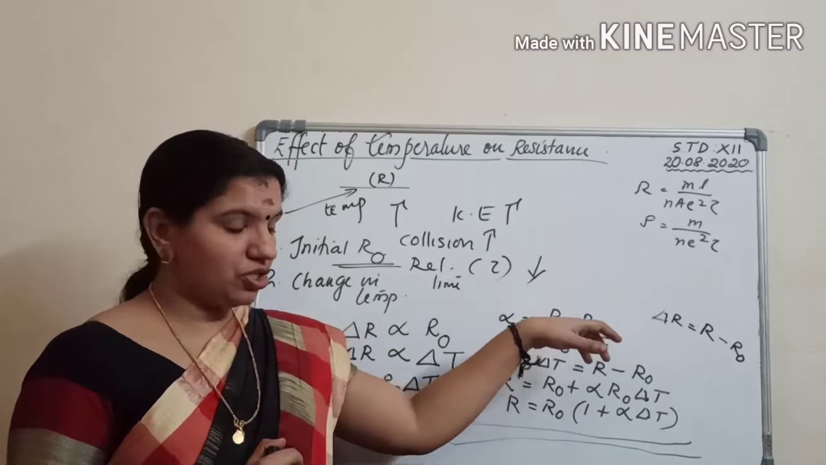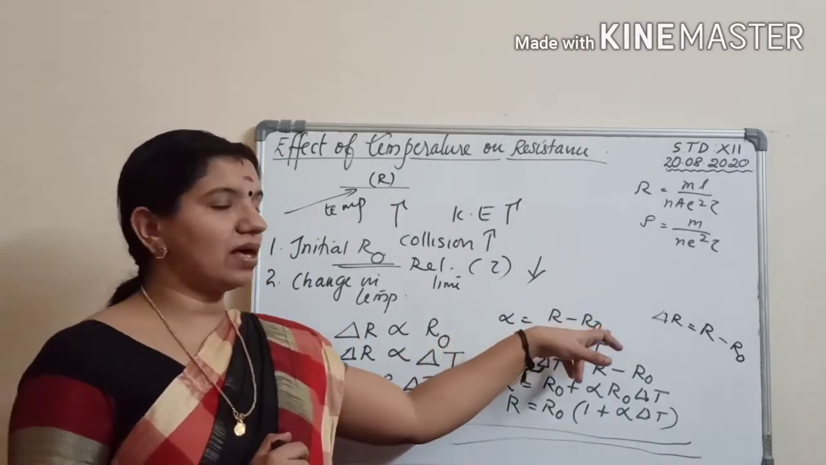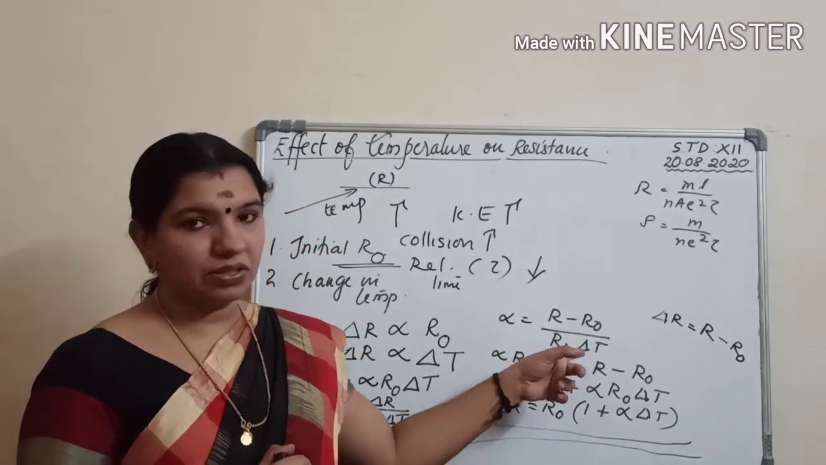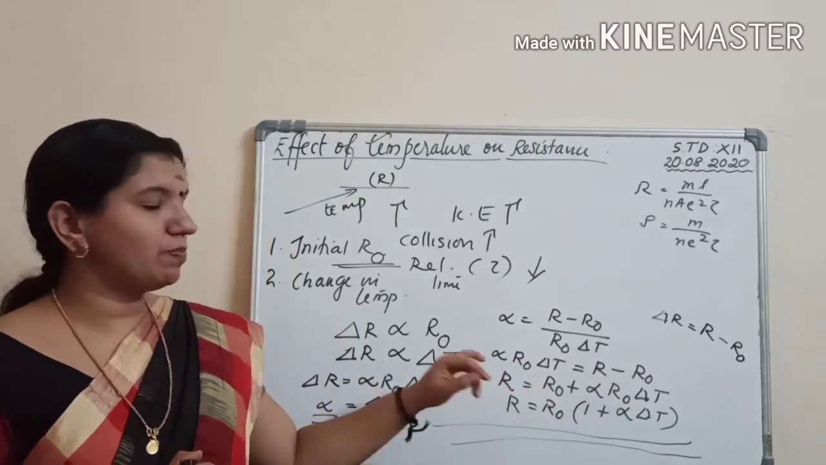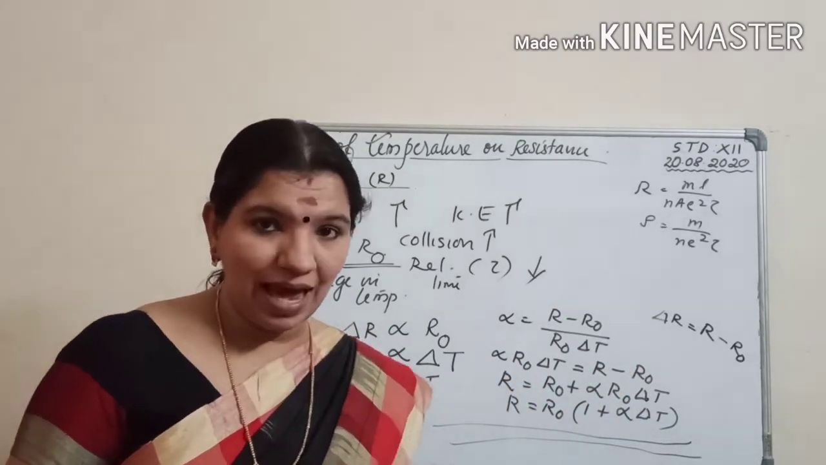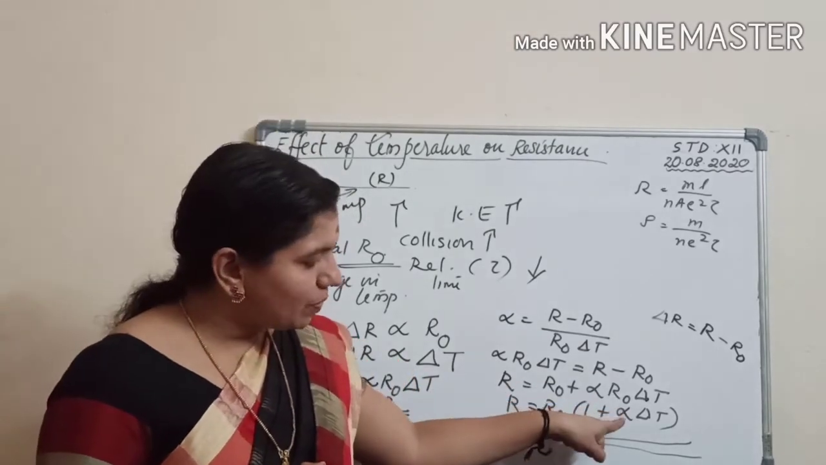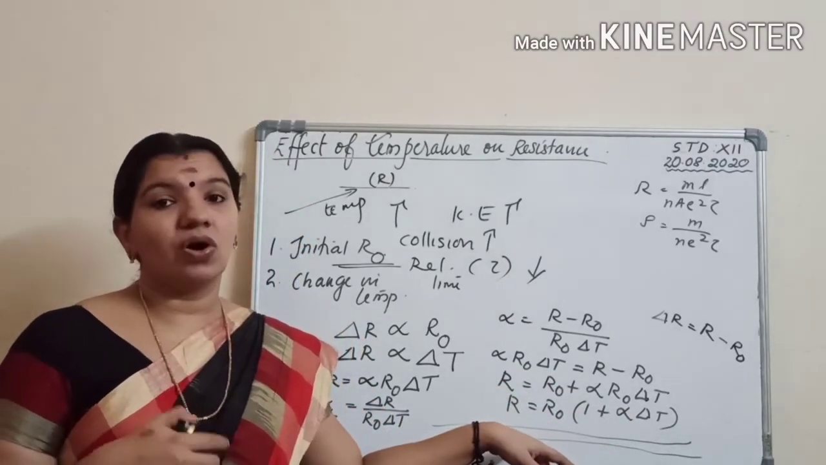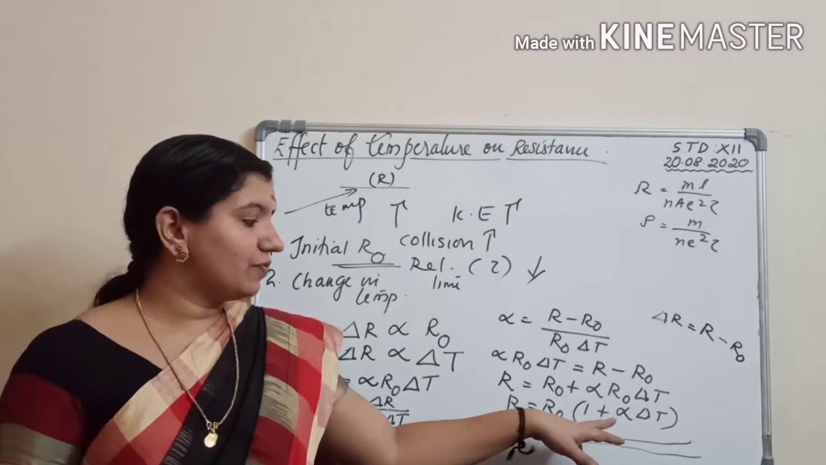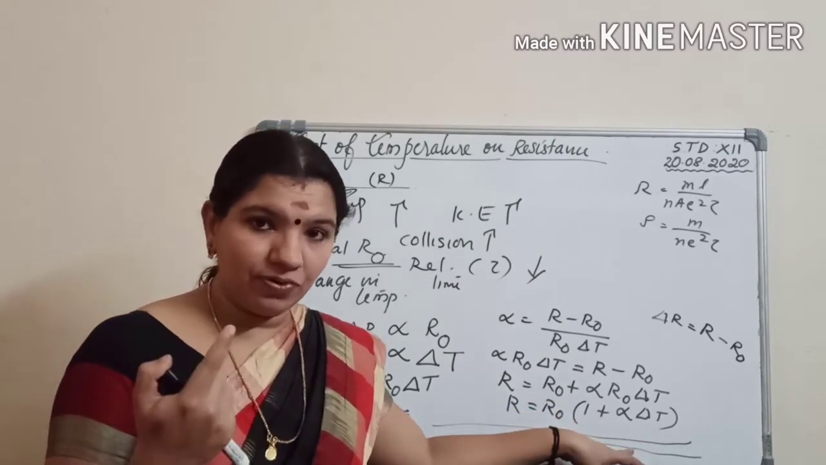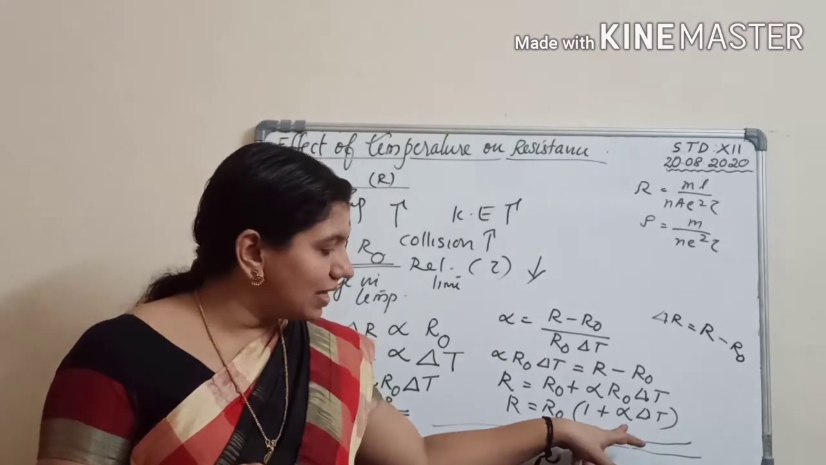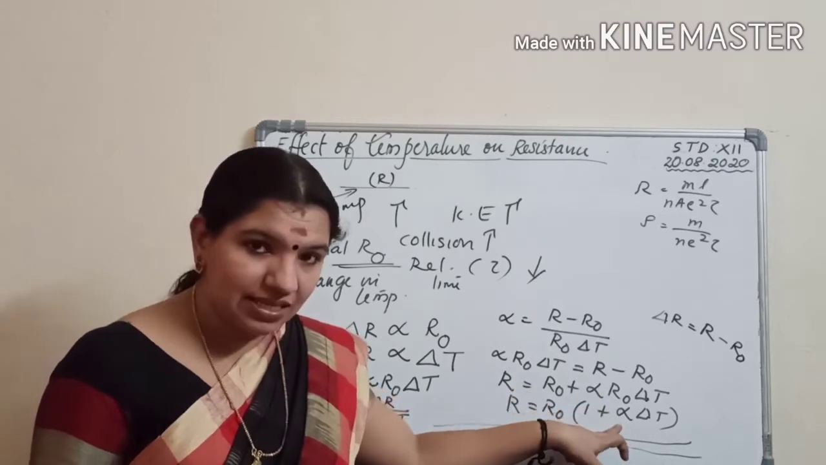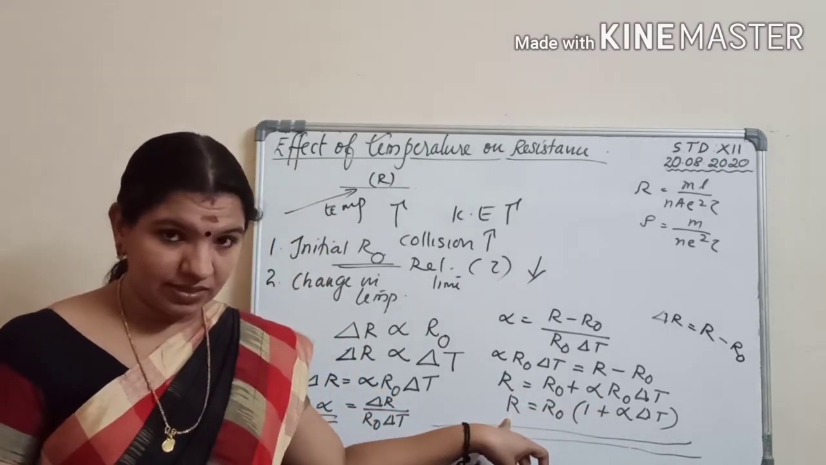Now we have the expression for alpha, where I change delta R to R minus R naught, where R is the final and R naught is the initial resistance. Cross multiplying, you get alpha R naught delta T equal to R minus R naught. From this you derive an expression for R, which is R naught into 1 plus alpha delta T. Understand? Now based upon the value of alpha, you can say whether the resistance increases or decreases. If the value of alpha is positive, it means the resistance increases. Now if it is negative, the resistance decreases.